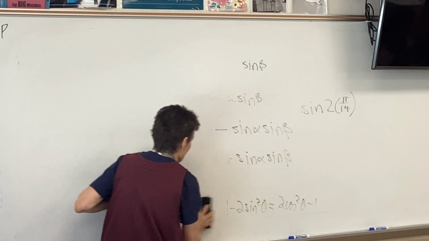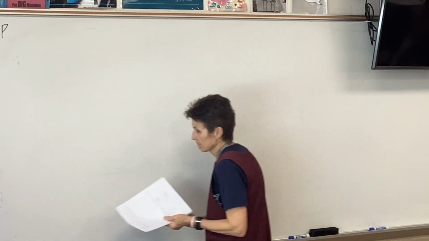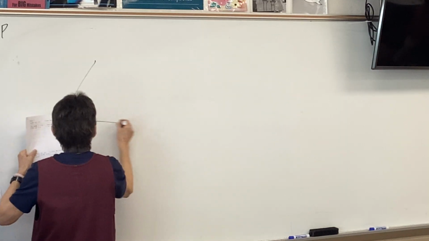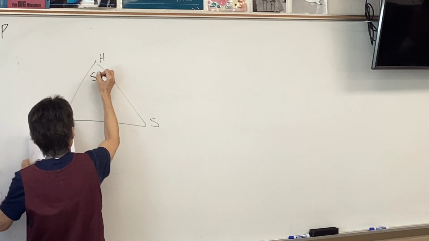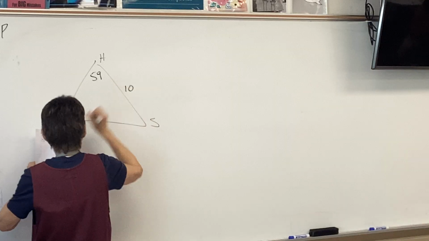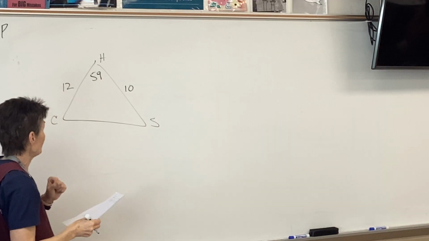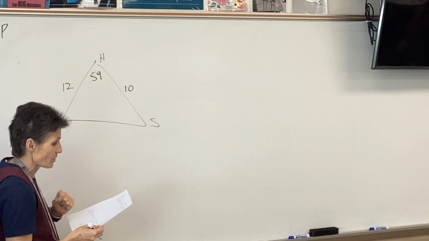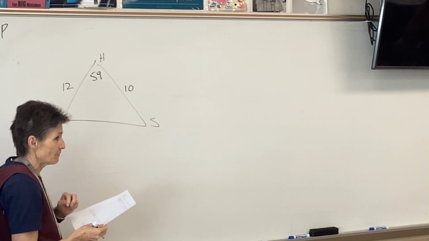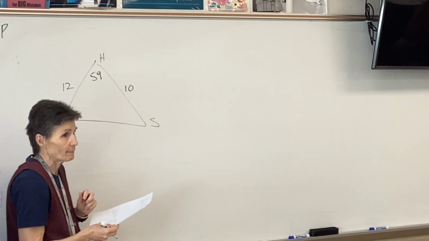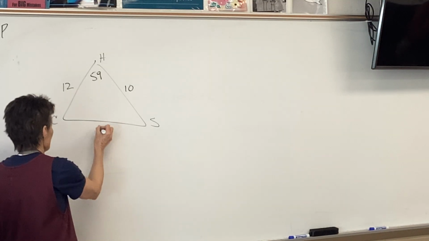Solve triangle CHS. If H is 59, C is 10, and S is 12. Now remember, when you label your triangle, capital letters are angles and lowercase letters are sides. If you're in doubt, the angles will have a degree mark on them. So here we go. You need to solve this triangle.